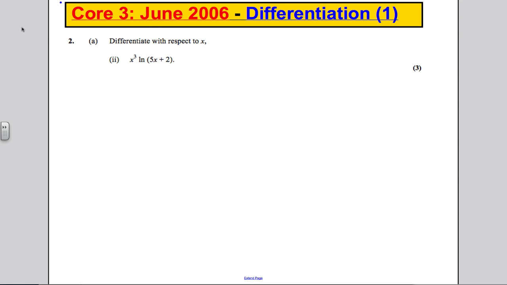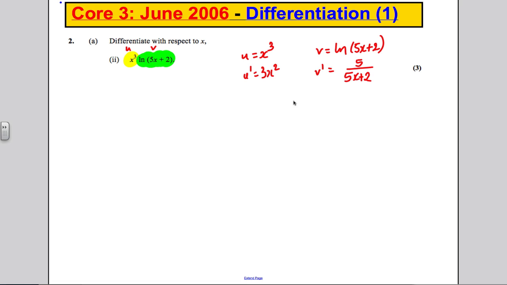Okay, moving on to part B, we want to differentiate this. Again, we have a product. There's our u. This is our v. So if u is x cubed, u dash is 3x squared. And if v is ln of 5x plus 2, the derivative of a ln of a function is the derivative of the function, which is 5, over the original function, which is 5x plus 2. You know that dy by dx by the product rule is uv dash plus vu dash.